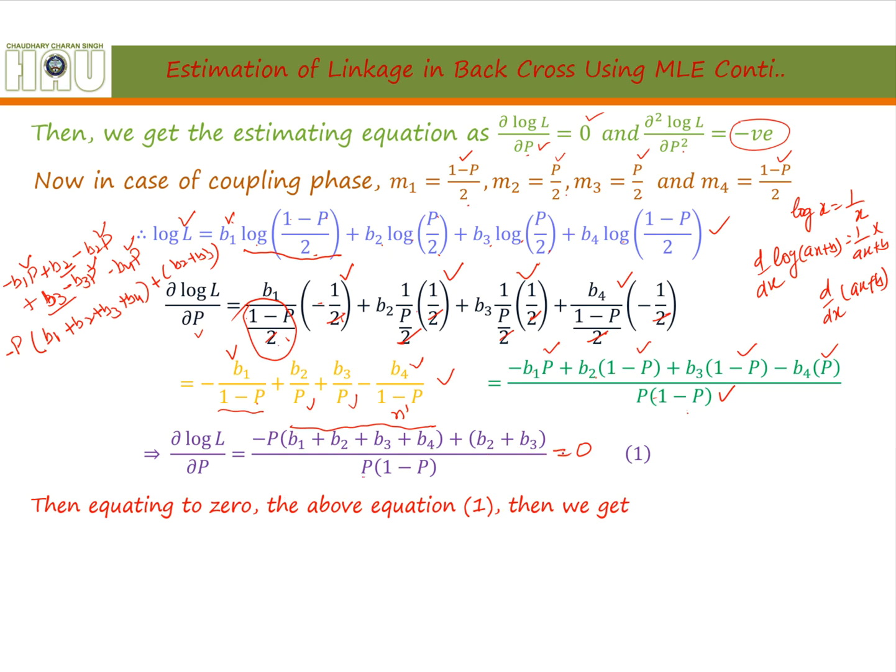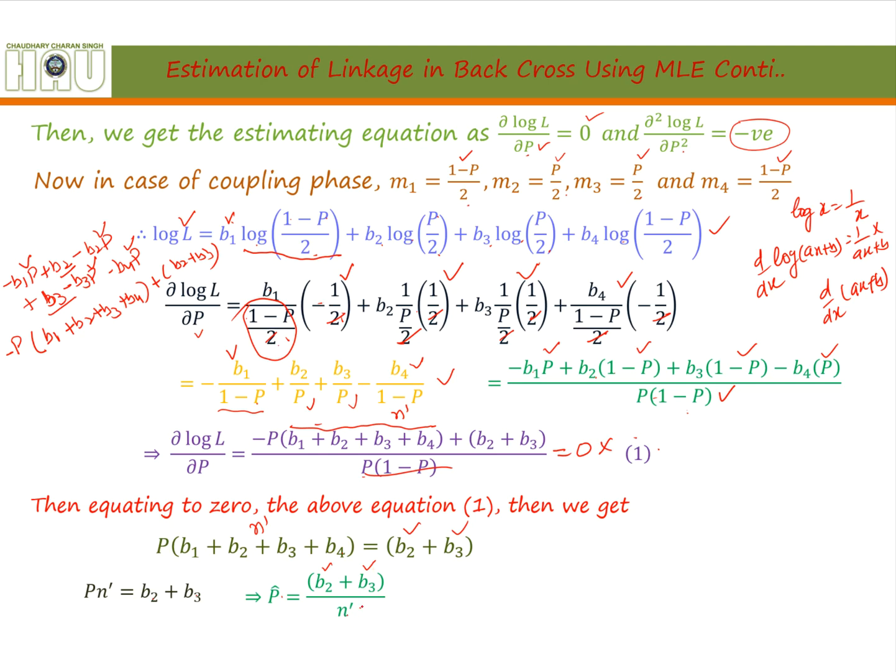The minus cancels, or you can transpose this term to the other side. I'll get P times B1 plus B2 plus B3 plus B4 is equal to B2 plus B3. And this is nothing but my n dash. So P times n dash is equal to B2 plus B3. So what is P? You can estimate P as B2 plus B3 upon n dash.